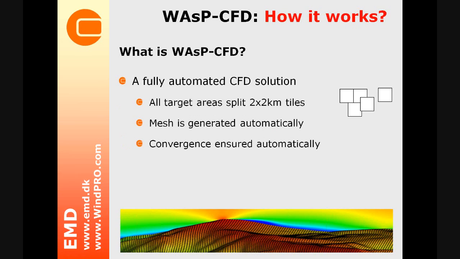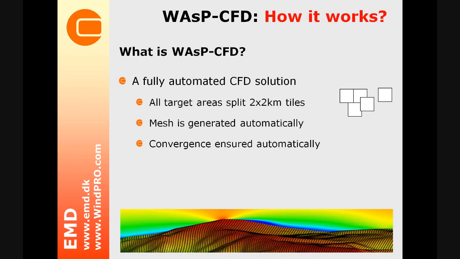I just said that it's a fully automated CFD solution. So what does this mean? It means that the area of interest is calculated in tiles of 2 by 2 kilometers in size. The actual calculation domain is of course much larger than this, typically about 15 to 20 kilometers from your site. But the accurate flow corrections for your area of interest are always returned to you in these 2 by 2 kilometer calculation tiles.